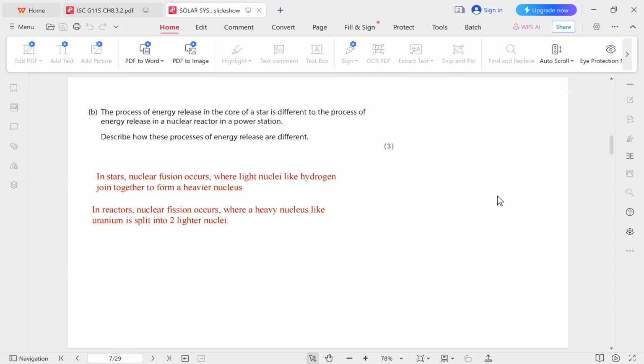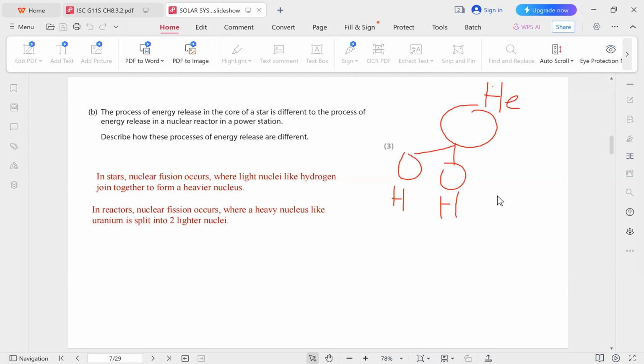The process of energy release in the core of a star is different to the process of energy release in a nuclear reactor in a power station. Describe how these processes of energy release are different. So in stars, we said nuclear fusion occurs where light nuclei like hydrogen join together to form a heavier nucleus. So for fusion, we have two small nuclei combining together to form a larger nucleus. In the case of the Sun, hydrogen nuclei combine together to form a helium nucleus.